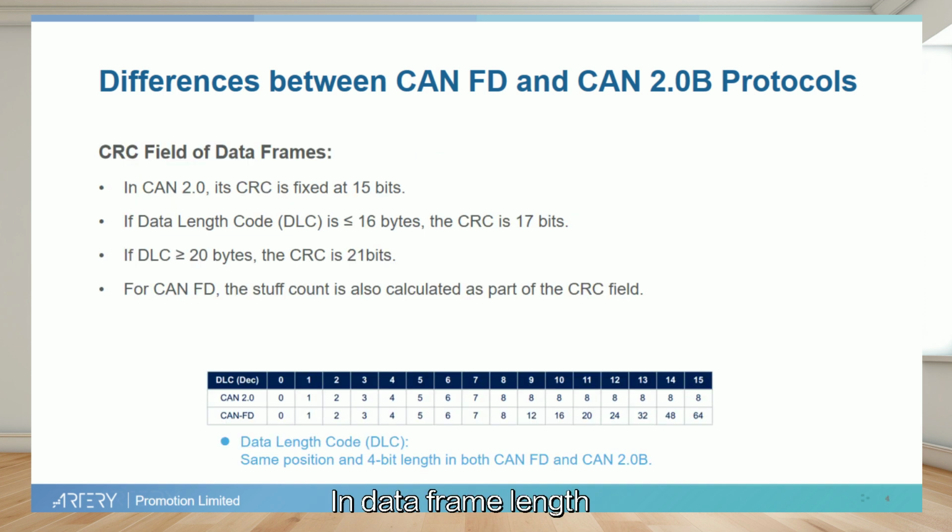In data frame length, it is up to 8 bytes data payload for CAN 2.0 and up to 64 bytes for CAN FD. In CAN 2.0, its CRC is fixed at 15 bits. In CAN FD, its CRC depends on DLC length. In other words, the CRC is 17 bits for DLC equal or less than 16 bytes, and it's 21 bits for DLC equal or bigger than 20 bytes. For CAN FD, the stuff count is also calculated as a part of the CRC field.